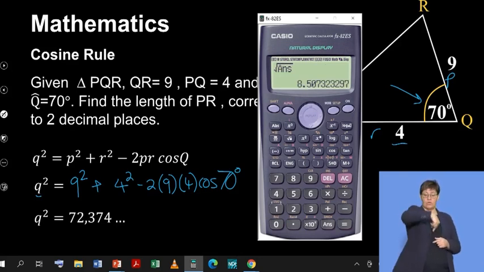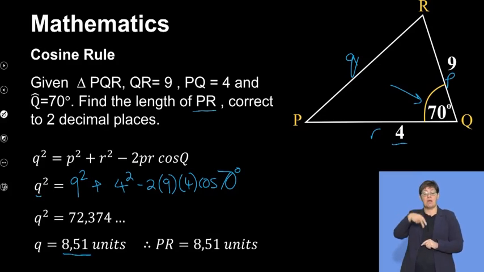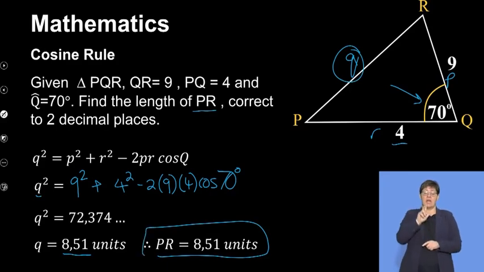So the square root of that answer is 8.5073. Remember, again, we're rounding off to 2 decimal places, so we end up with 8.51. And that's the value that we end up with, 8.51. Remember, they asked us to find PR, and PR was our side little q. So therefore, PR is equal to 8.51 units.